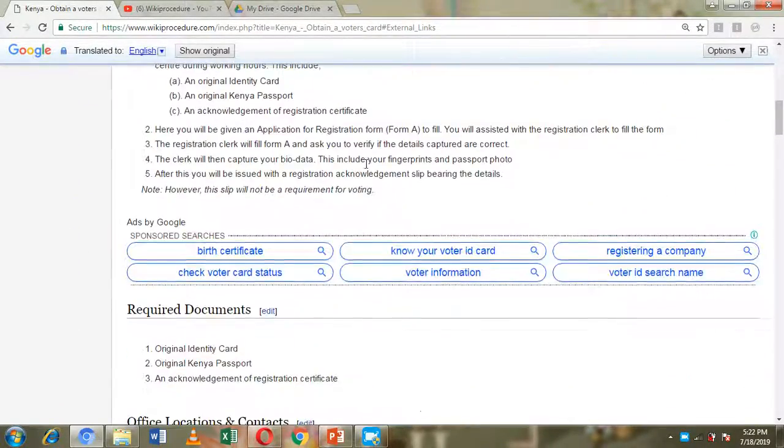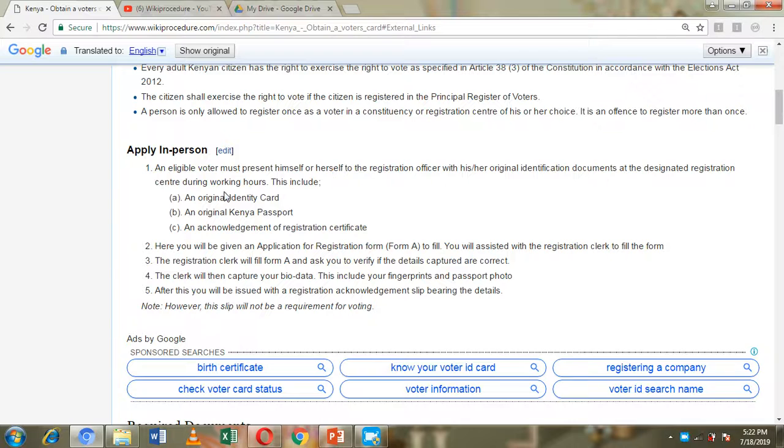We have detailed everything. So a quick recap: visit the registration officer at the IEBC offices. They are located at Huduma centers, the chief's office, or go to the IEBC offices themselves, and from there you'll be assisted. Make sure you have carried your original ID card, passport or waiting card, and from there you'll be asked some questions. You'll be interviewed so that the clerk can fill Form A and capture your biodata.